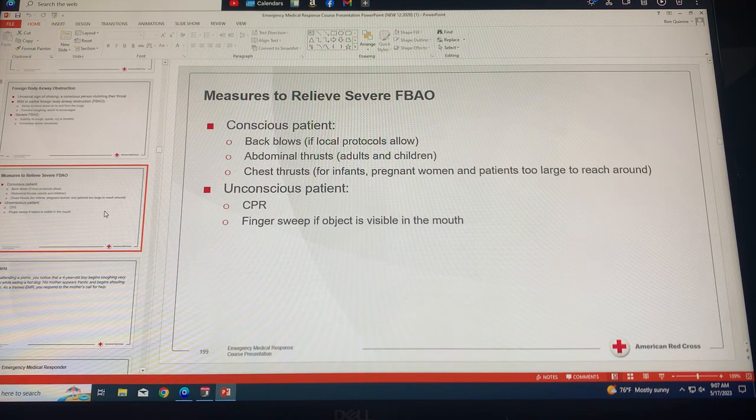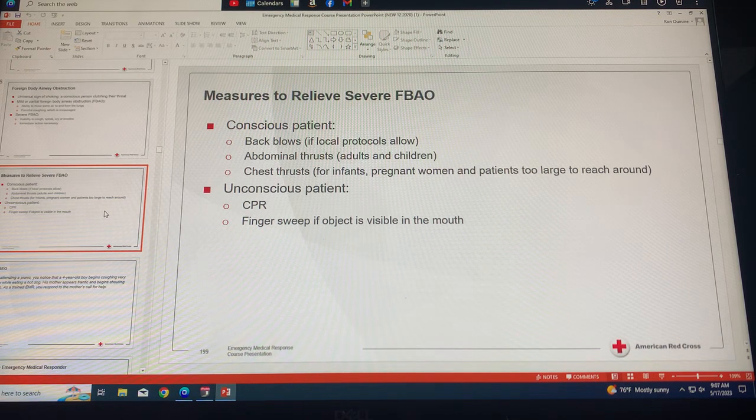Continue performing abdominal thrusts or a combination of skills until the object is dislodged and the patient can cough forcefully, speak, or breathe, or until the patient becomes unconscious, okay? Abdominal thrusts may not be an effective method for choking adults in cases where you cannot reach far enough around the patient to give effective abdominal thrusts, or if the patient is obviously pregnant or known to be pregnant, okay?